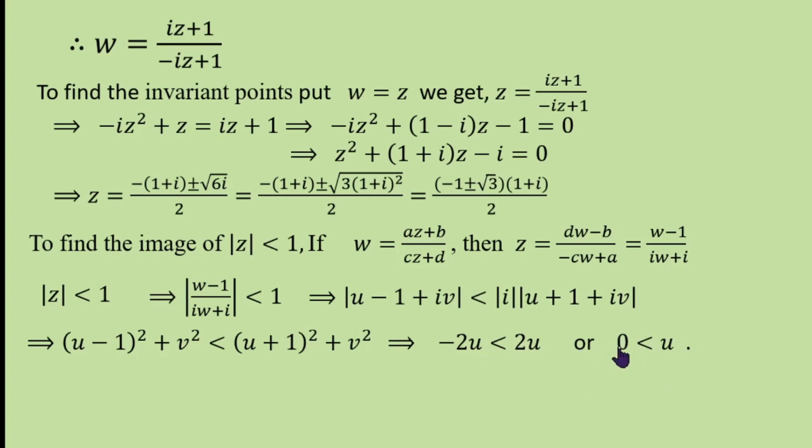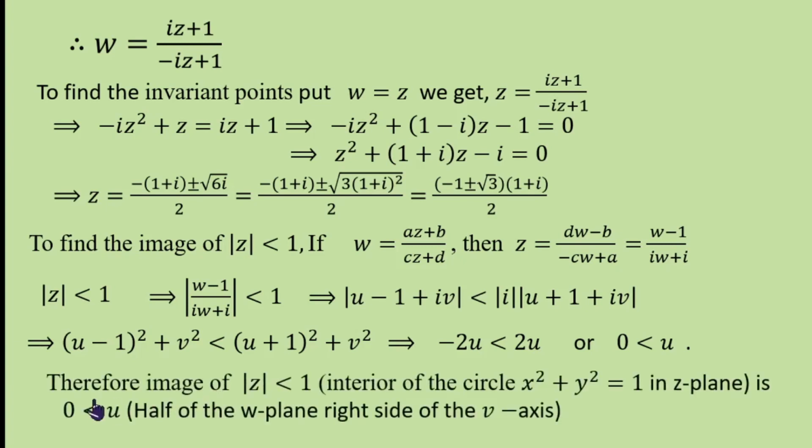Now u greater than 0 means, in the w plane, u positive means it is the right side of the v axis. That means half of the w plane, that is the right side of the v axis. Therefore, the image of mod z less than 1, the interior of the circle x square plus y square equal to 1 in the z plane, is u greater than 0, that is half of the w plane, the right side of the v axis.